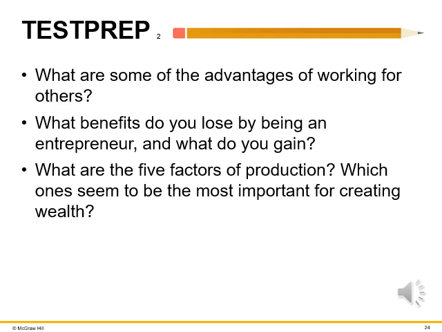What are the 5 factors of production, and which ones seem to be the most important for creating wealth? So the 5 factors of production, remember the previous slide, the visual that you see there, are land, labor, capital, entrepreneurship, and knowledge. And of these, entrepreneurship and knowledge seem to be the most important for creating wealth.